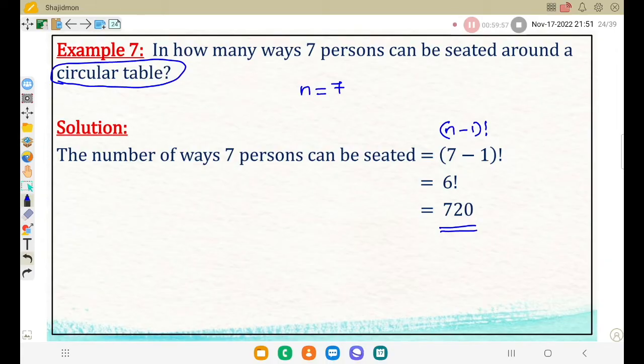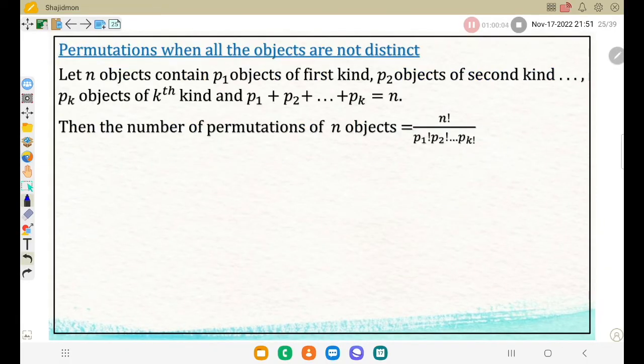Okay. Now, let me go to the next one here. Permutation when all the objects are not distinct. Okay, permutation when all the objects are not distinct. So I will tell you one example here.